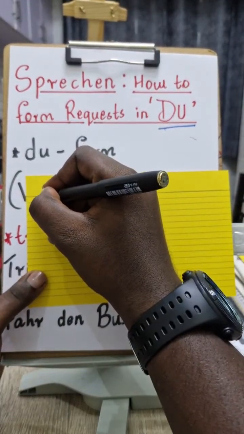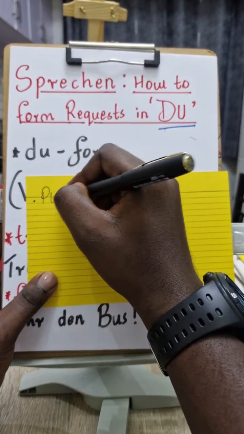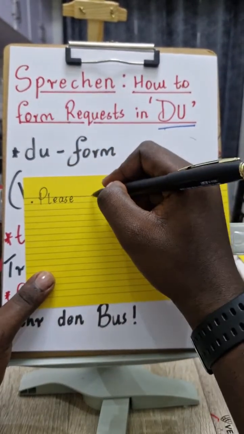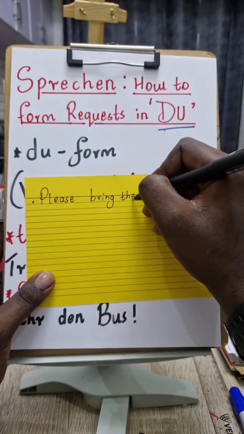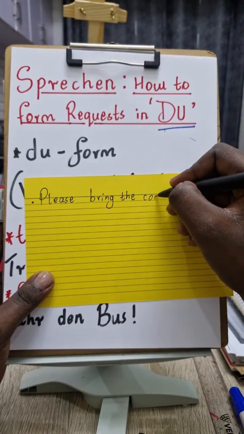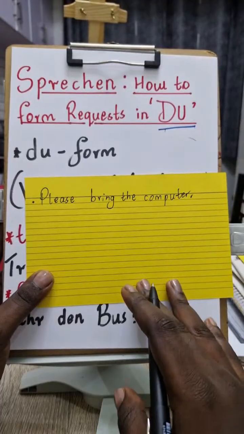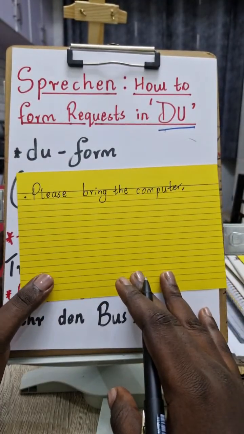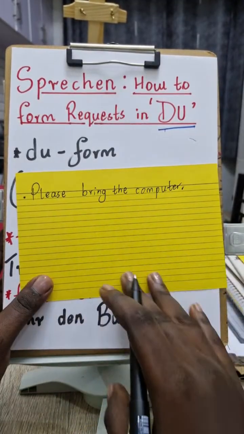So here's the first one. How would you request somebody to do this? Please bring the computer. Now, as you'll be doing this, do ensure to share with your other classmates to ensure you get it correctly. Please bring the computer. That's the first one.